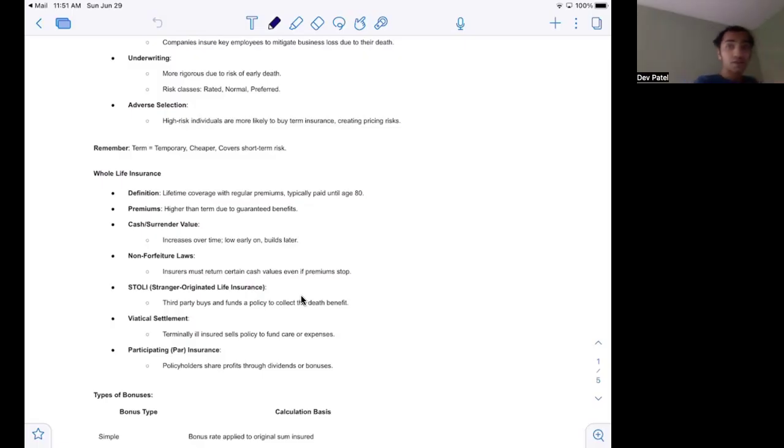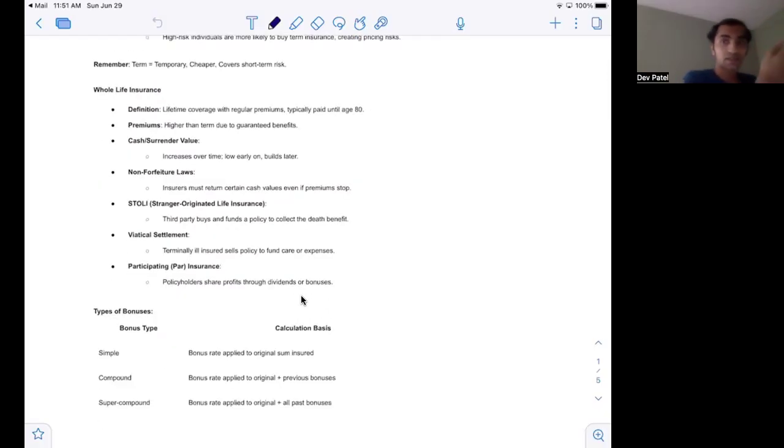Typically, if you do sell this policy to a third party, that's what we call a stranger originated life insurance policy, which is when the third party buys and funds a policy to collect the death benefit. And so the third party pays the premiums and then they collect the death benefit at the end. One of the examples of this is viatical settlement, which is when a very ill or very injured person, or someone who is old in age, sells this policy to fund care or expenses, and then the third party will pay the premiums and collect the death benefit at the end. But typically they do this in order to cover the immediate care expenses.